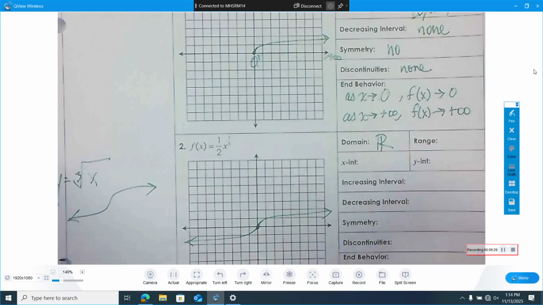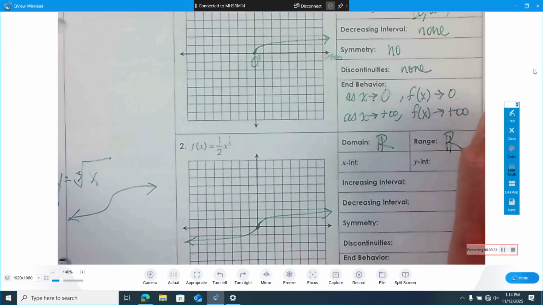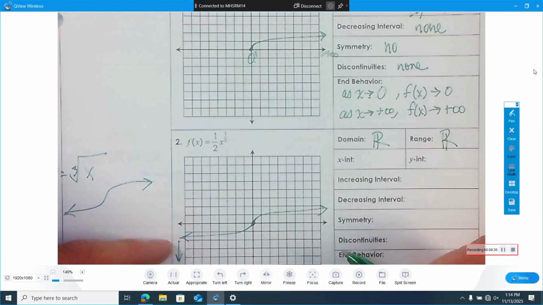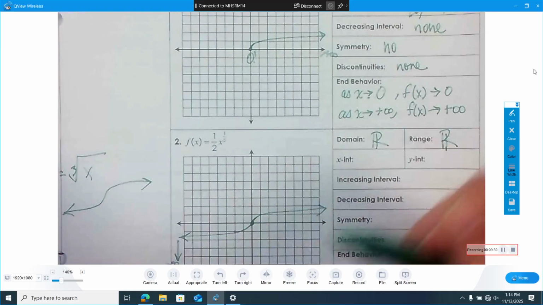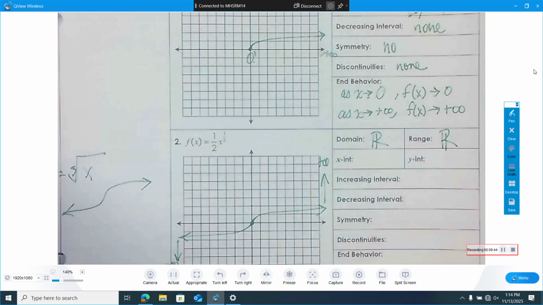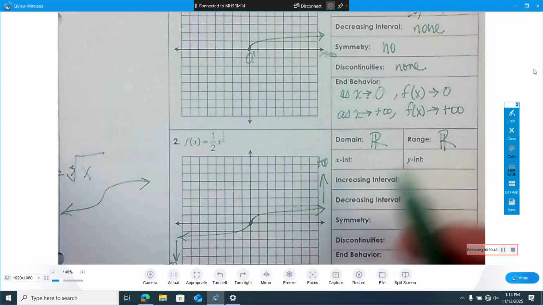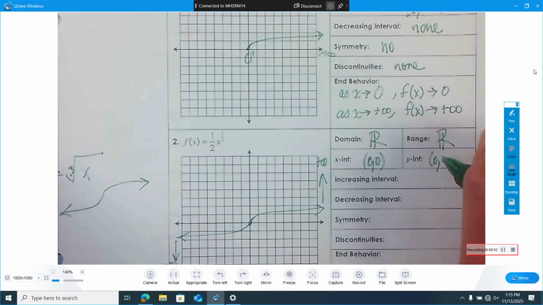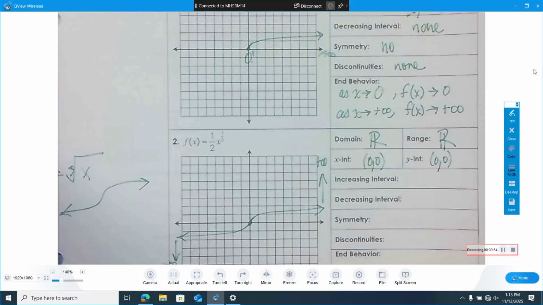What's the range? All real numbers. Again, it is going down as it moves to the left, so it will eventually get to negative infinity. And then it's moving up as we go to the right, so it'll eventually get to positive infinity and cover all of those y values in between. Intercept? 0, 0. I don't like that question. Increasing interval.